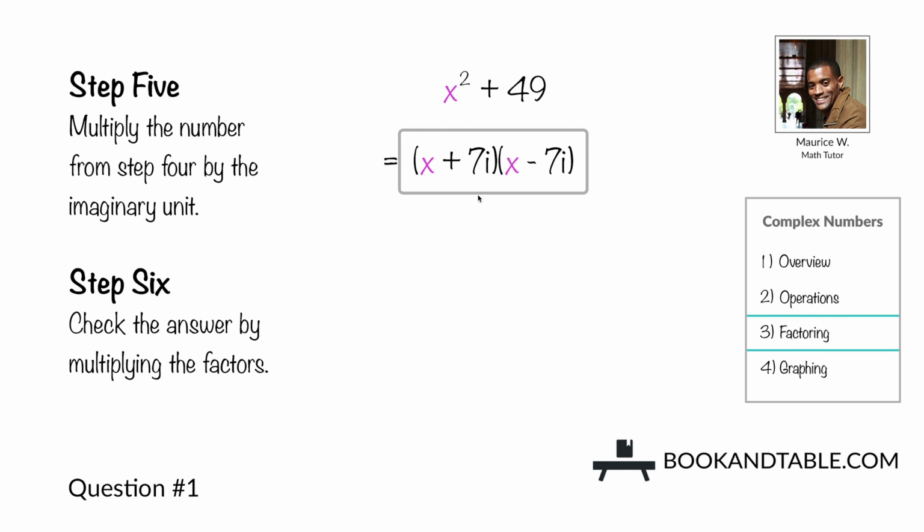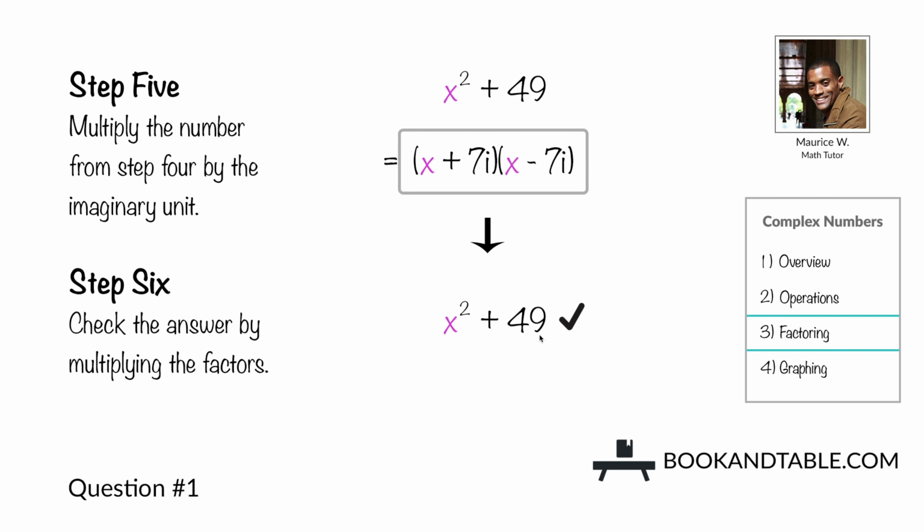In step 6, we can check the answer by multiplying the factors. The polynomial that we get must be equal to the original polynomial, x squared plus 49, giving us x times x, which is x squared. x times negative 7i is negative 7xi. 7i times x is positive 7xi, which negates negative 7xi. 7i times negative 7i would give us negative 49i squared, and i squared is equivalent to negative 1. Negative 49 times negative 1 is equal to positive 49.